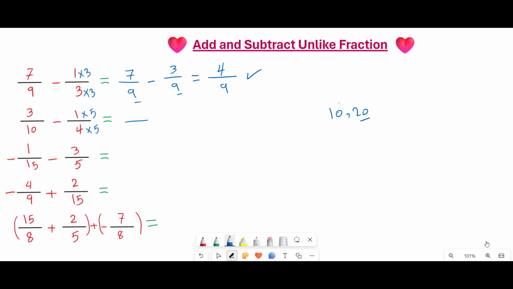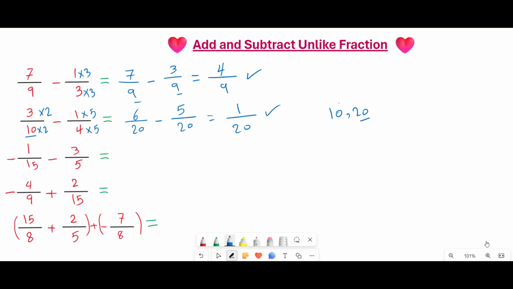Okay. Now, how can we make 10 be 20? Multiply by 2. 2 times 3 will be 6. 2 times 10 is 20. Minus 5 times 1 is 5. And 4 times 5 is 20. Now, denominator same, yes. 6 minus 5 will be 1, or positive 1, because 6 is bigger than 5.